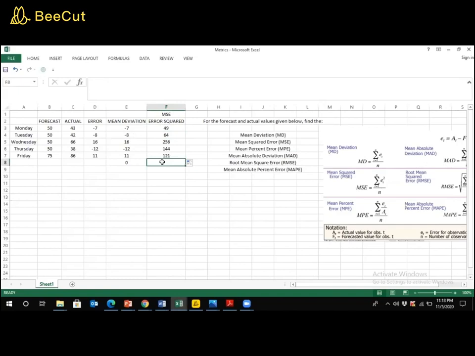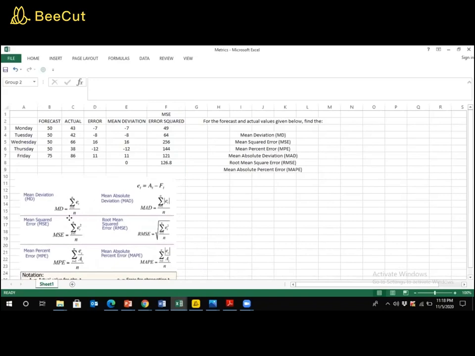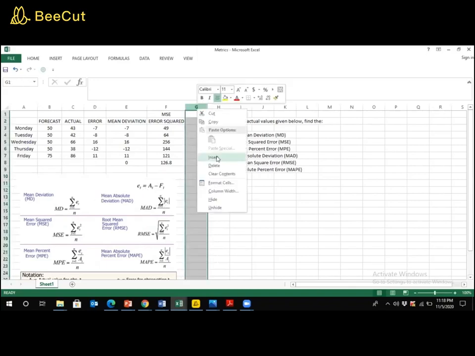And the MSE is basically just the average of the error squared. So all I want to do is just take the average of all of this, and that gives me 126.8. So that is the MSE. Before I move on to mean percent error, I'm actually going to calculate the mean absolute deviation.